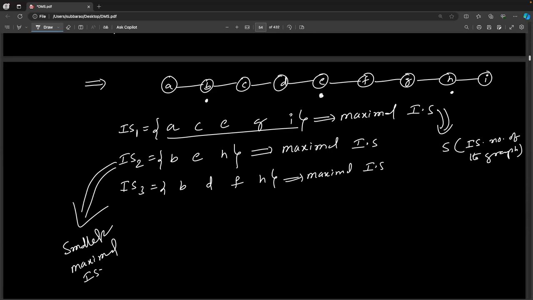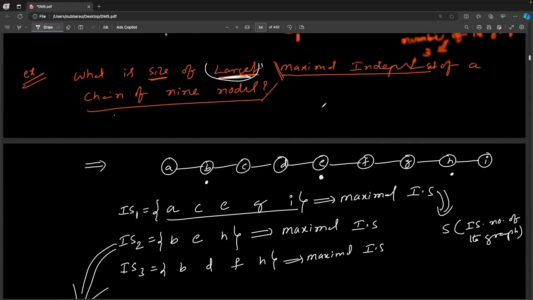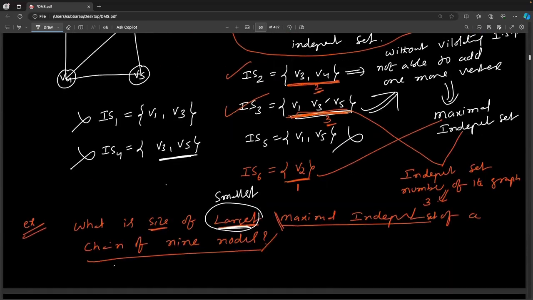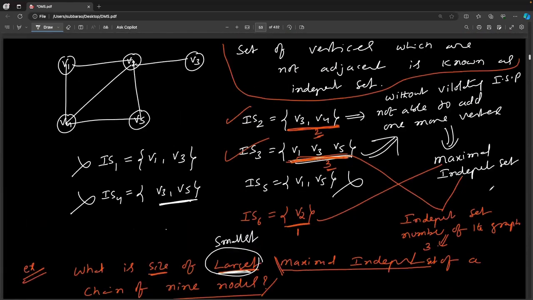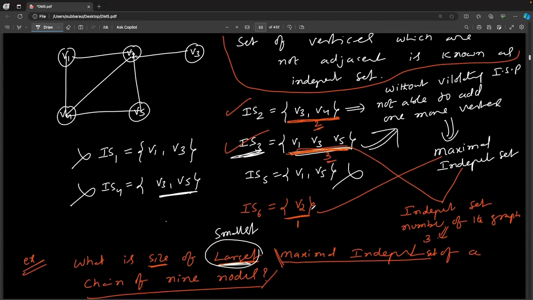In a similar way, can you go to the previous problem? What is the smallest one? Among all the maximal independent sets, the largest one is going to be, I think, 3. Can you help me? What is the smallest one? It is the maximal independent set. Which is the smallest? Smallest maximal independent set. Write this also. It will be useful, so please write it.